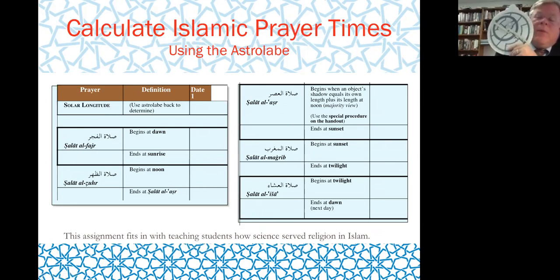Now, a timekeeper like Ibn al-Shatir would have done these calculations more precisely using trigonometry, but if you're stuck in a pinch and you don't have either mathematical skills or you don't have the time to go through all of that, you could simply use your astrolabe to figure out the times that you're supposed to pray today, for example.